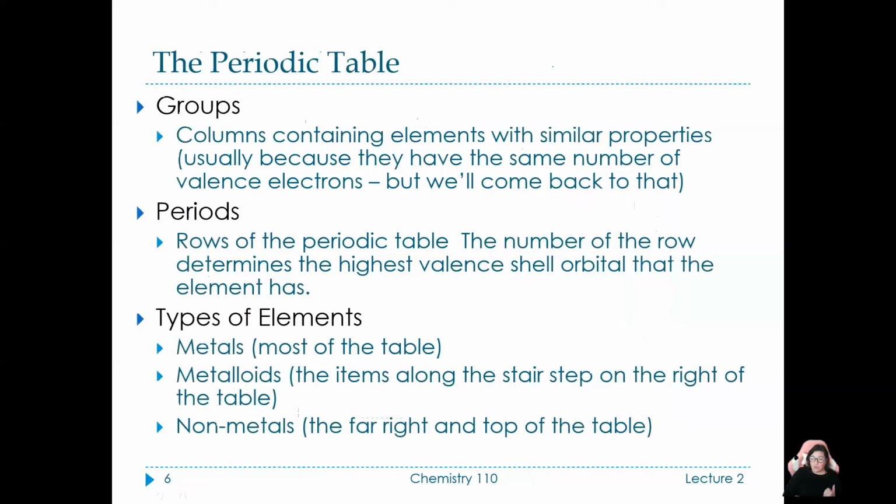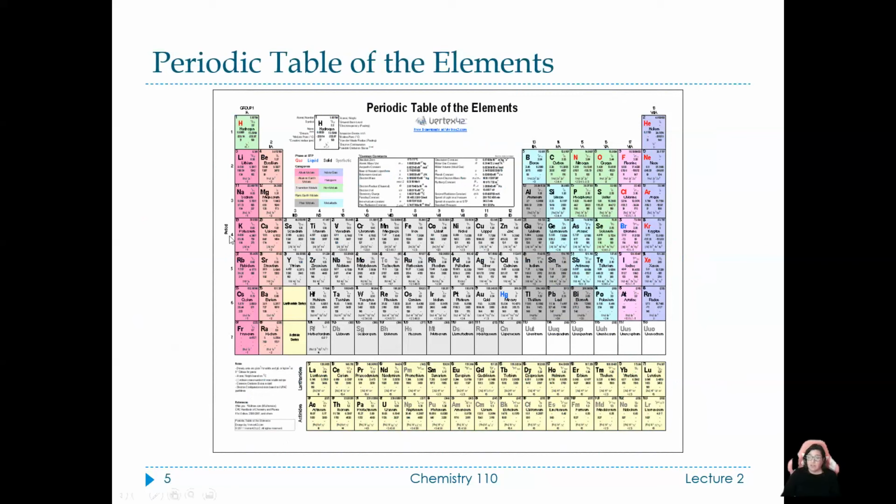Types of elements. We talk about metals, metalloids, and nonmetals. So let me show you where those exist. The majority of this table is metals, and that includes these right here. Everything on this side of the table up to this staircase, so where this is dark gray, all of the rest of this, everything over on this side, those are your metals.